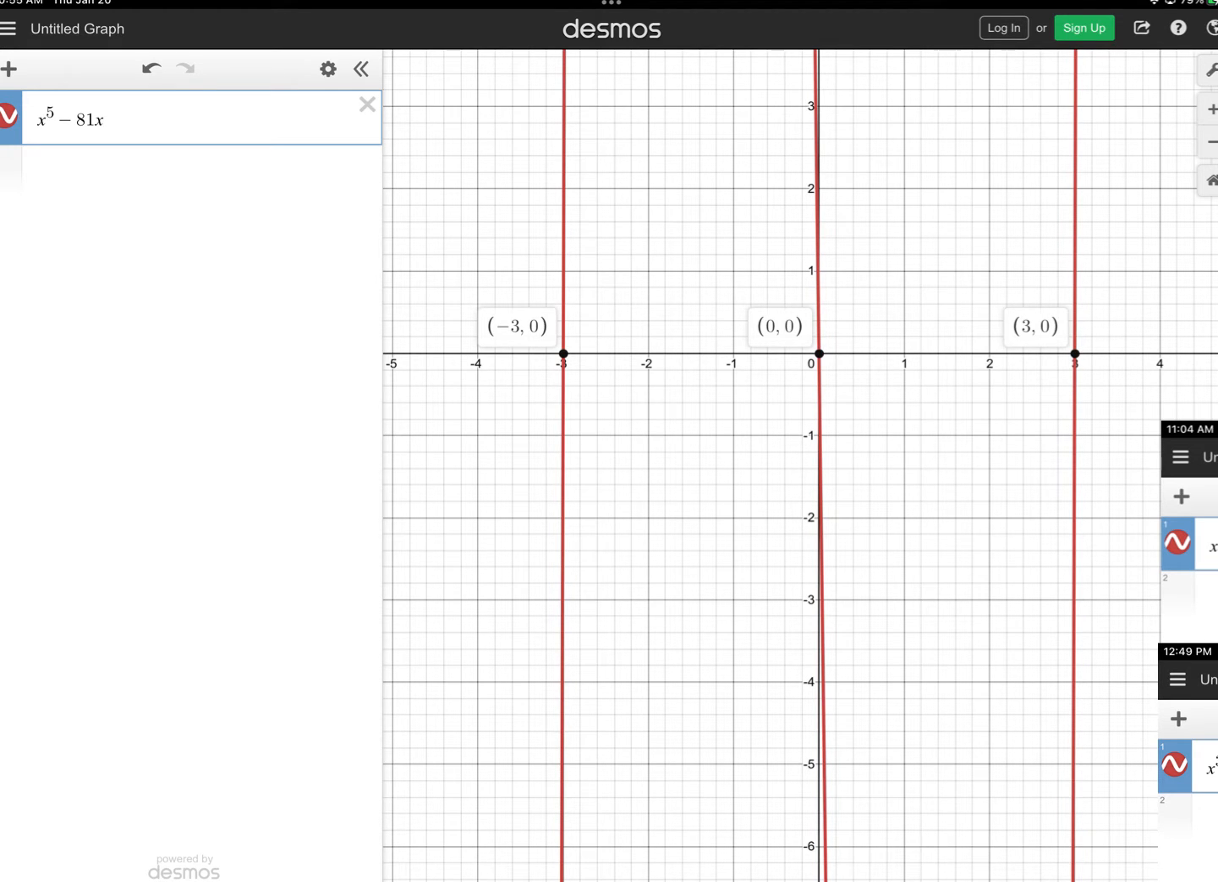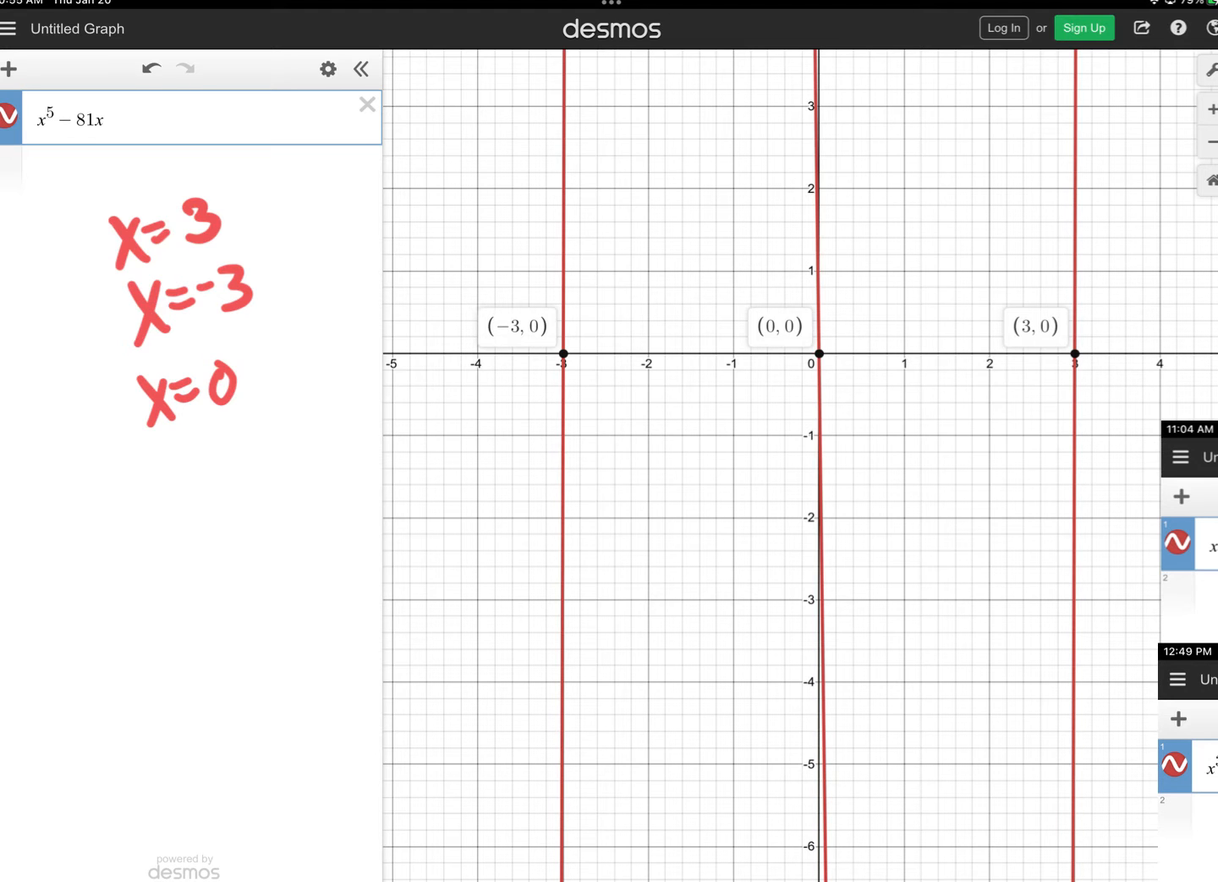And you could zoom in, zoom out accordingly, so you could actually see all the different x-intercepts. And if you click on the x-intercepts, it'll actually give you the precise location. So this tells us that the answer is x equals negative 3, x equals 0, and also x equals 3, right? So we have those three answers.